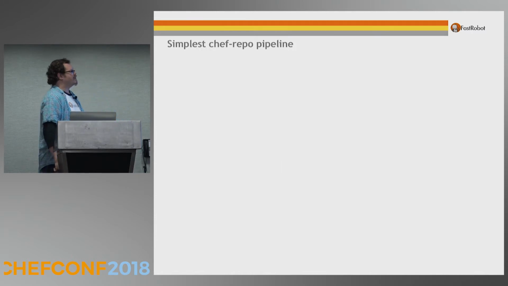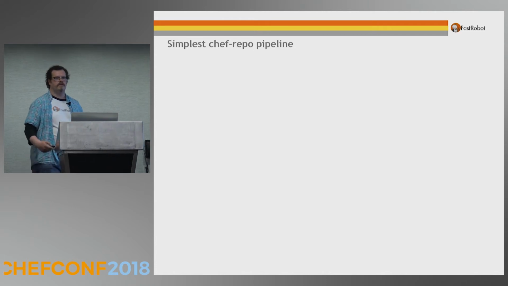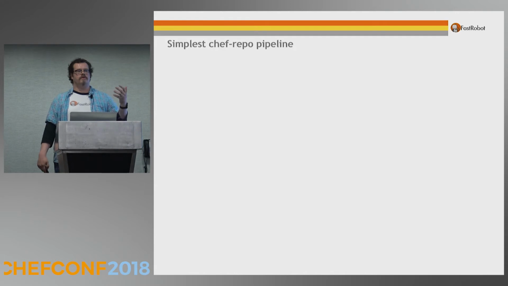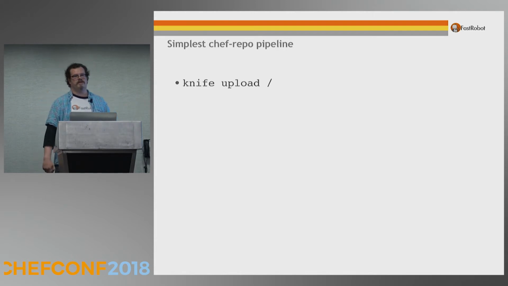So let's talk about what the simplest version of a Chef pipeline is. You have a Jenkinsfile. The Jenkinsfile does some validation, and it's now time to push the checkout of that ChefRepo up: knife upload /. That's it. You're done. That, of course, is a gross oversimplification. Knife upload comes in the Chef DK. Run knife upload --help, look carefully at all the flags.